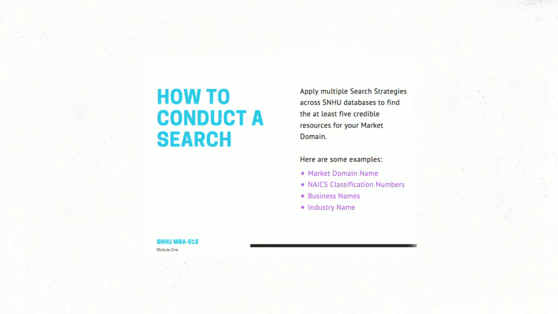When conducting a search, there are multiple strategies you can use. You can search on the market domain name itself, on the NAICS classification number, on the business name that you're going to be focusing on as your basis, as well as the industry name.